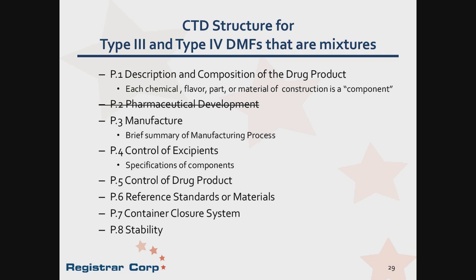P4 should include the specifications of the individual components that you named in P1. P5 should include the controls of the finished product, including extraction studies. Depending on the test performed in P5, you may include reference standards in P6. And the container used to ship the product should be described in P7. Stability information should be summarized in P8 to support recommended storage conditions and time.